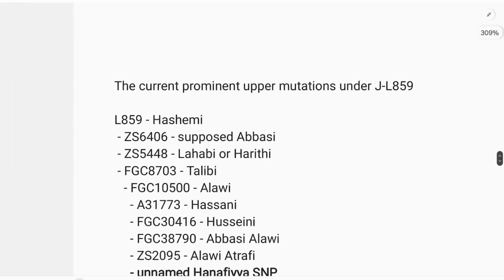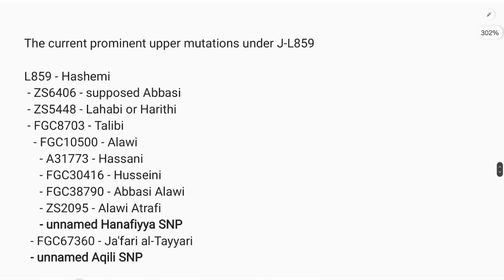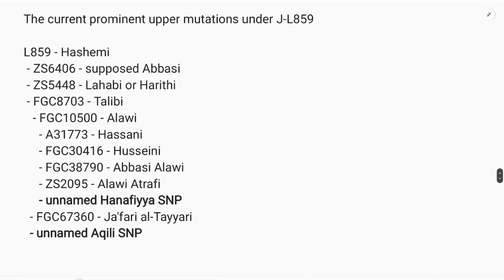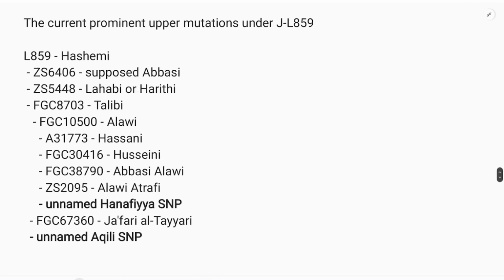Currently, under J-L859 is a structure nearly identical to what I have proposed in the tree above. L859 may belong to Hashim or Abdul Muttalib, and there are currently 3 SNPs underneath it, and we are still missing one SNP which should belong to either Harith or Abu Lahab.